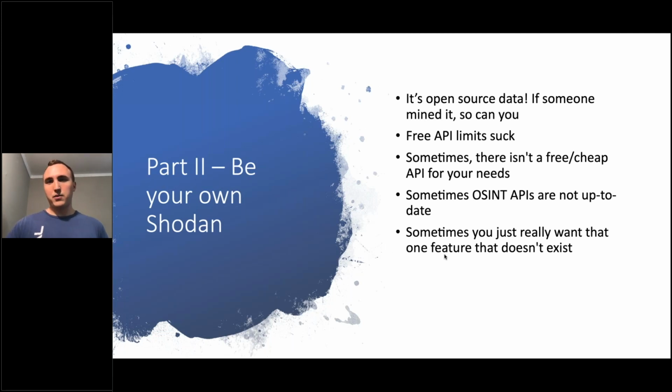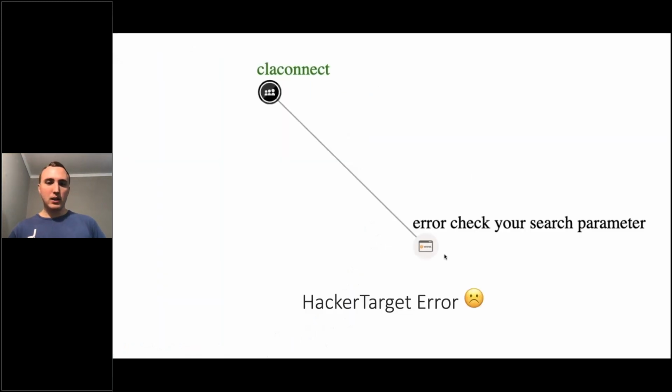Sometimes there isn't a free or cheap API that meets your needs. I have found instances where paid APIs are not as up to date as some of the ones that we built. And then sometimes the free or cheap APIs don't really have a feature that you really want. So for example, here's an error that we get when we try to search HackerTarget for a simple string. It allows you to search for domains and find information on domains, but not just simple strings.